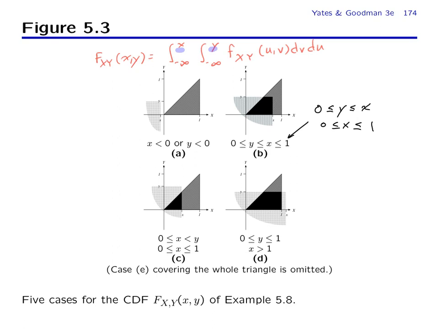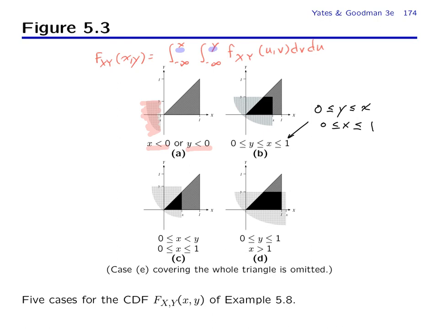So the first such case that we're interested in is that x is less than 0 or y is less than 0. So here's an example of that. In that case, the region of integration is shown here, right? And it has no overlap with the triangular region where the density is non-zero. And so the value of the integral is 0.